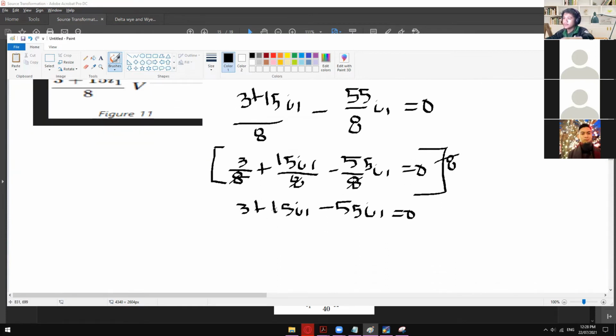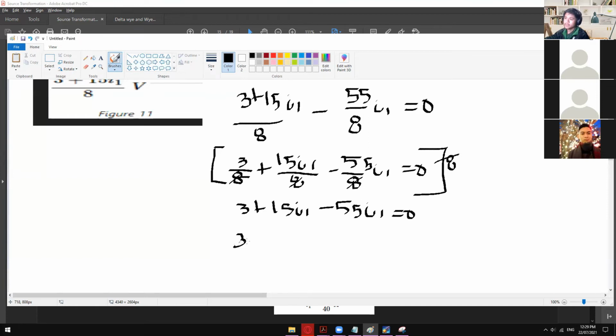And then from here we can add these two since they have the same unit. So 15 plus 55, sorry, negative 55. Negative 55 plus 15, since they have different symbols, okay, which is the other one is positive and then the other one is negative.